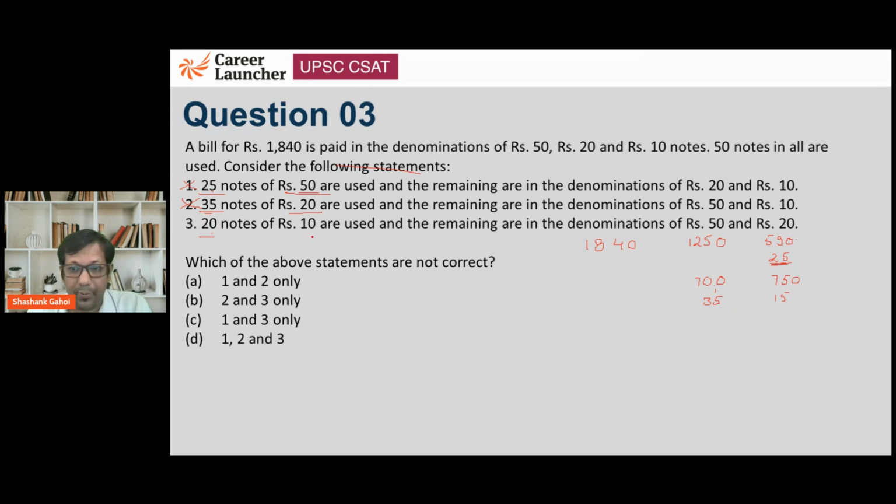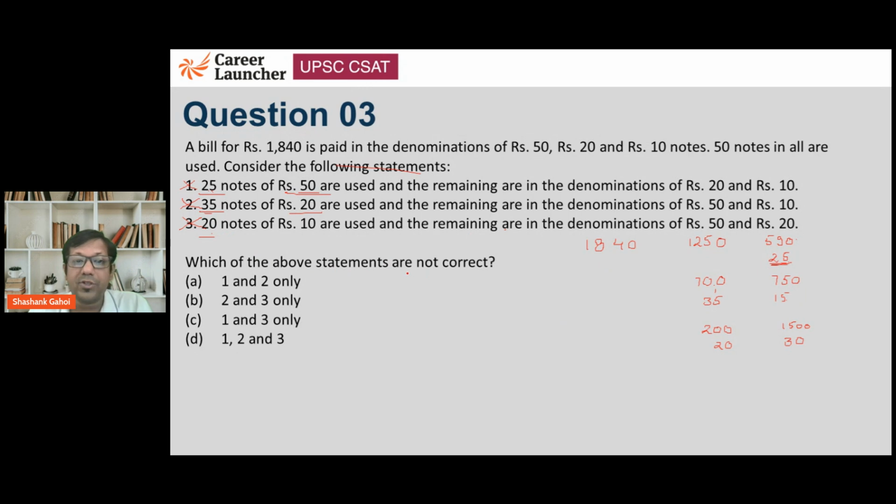20 notes of 10 rupees means 200. Okay. Now, how many notes are left out? 30. Now, let's assume every note is of 50. So, what is the maximum sum you can get? That's 1500. So maximum amount in this scenario that can be generated is 1700. That cannot be equal to 1840. It means this is also not a possible scenario.